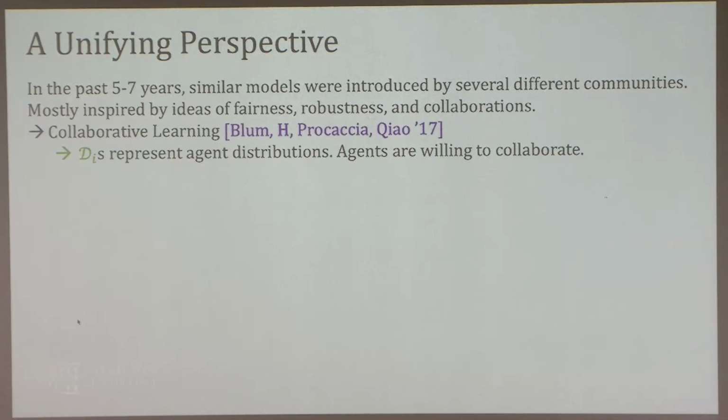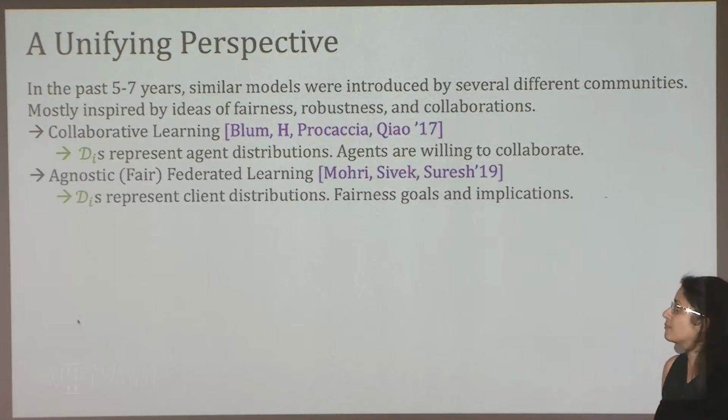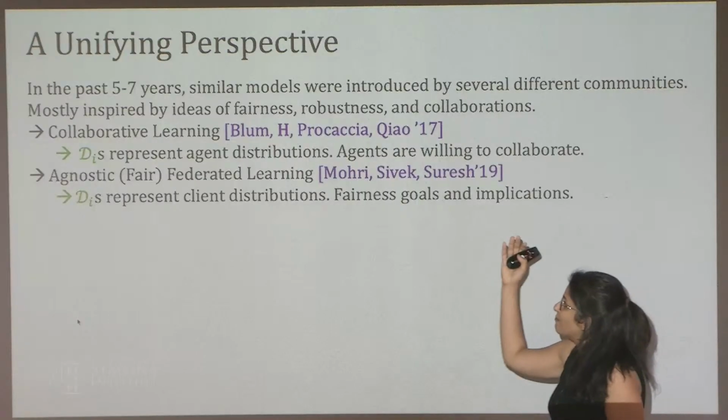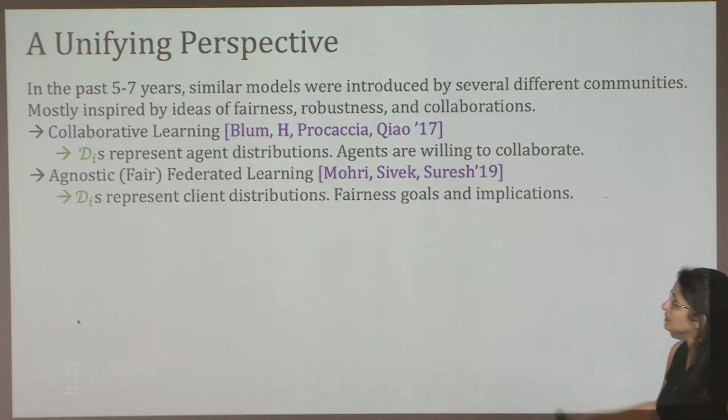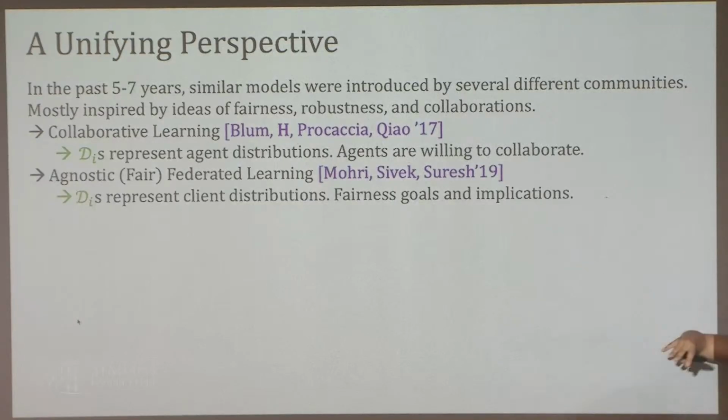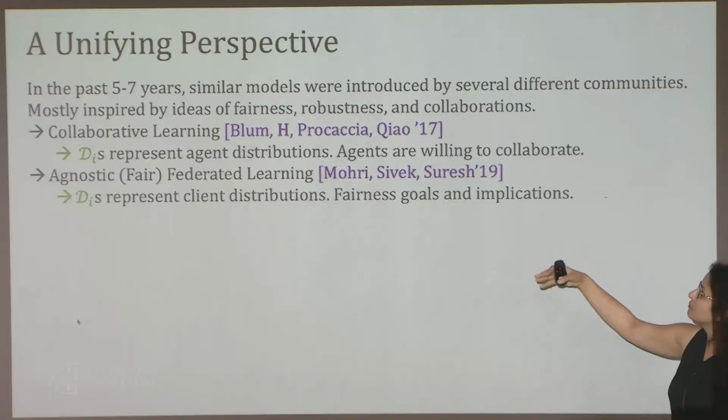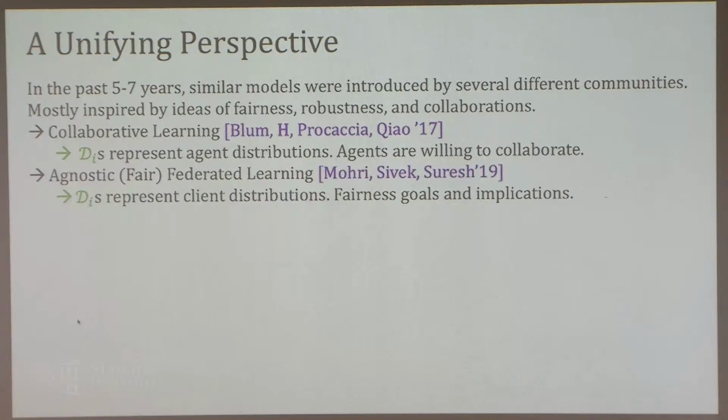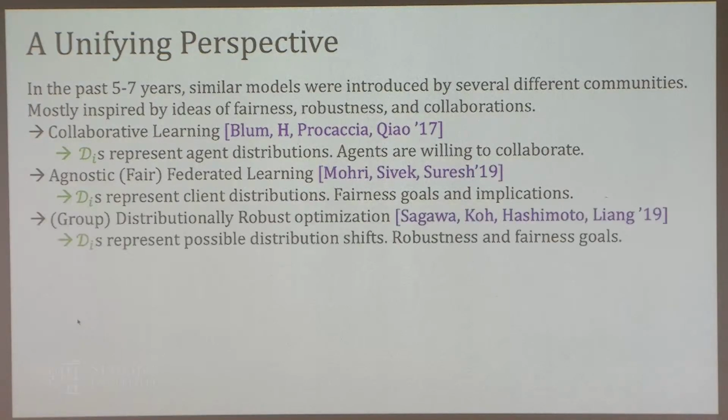I arrived at thinking about these problems from collaborative learning. In collaborative or collaborative federated learning, these Dis represent actual agents that own distributions, like hospitals and medical centers with their own distributions, and they're willing to share some resources and collaborate. But you don't need to think about it as collaboration. Another perspective was agnostic or fair federated learning, where these Dis are client distributions in some federated sense, and you're hoping to provide both fairness guarantees and per-client performance guarantees.